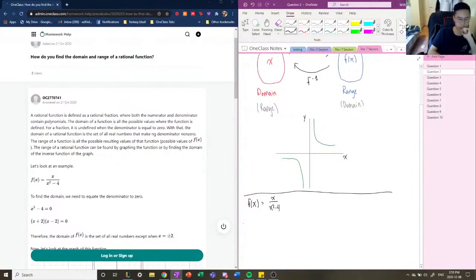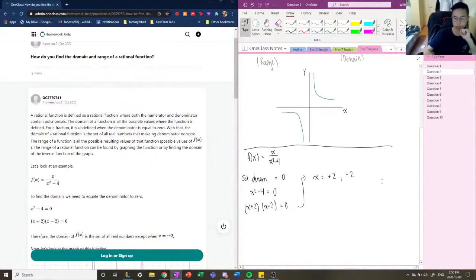Okay, so we're going to say set denom, that's the short form, equal to 0. Okay, so we have x squared minus 4 equals 0. And we're going to do a quick factoring here. So it's x plus 2 times x minus 2, equal to 0. So we have two values of x that will make our denominator equal to 0, which is plus 2 and minus 2. All right, great. So now we know the values of x that will make our denominator equal 0.